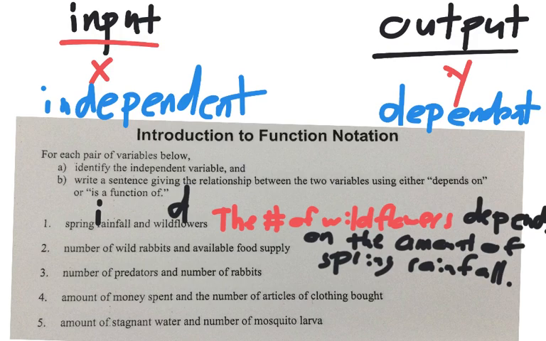Do you guys understand what I'm wanting you to do? Identify the independent and dependent variables, then write the sentence that you use to decide which one was which. I want you to do it for 2 through 5. I'm going to give you 5 minutes.